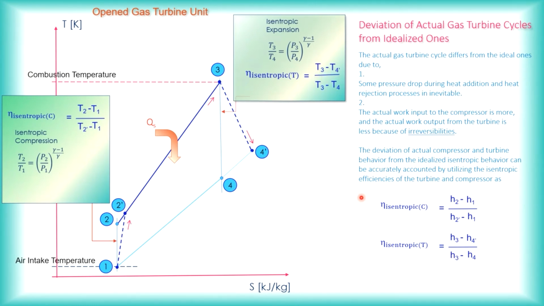If, for example, you are referring to air tables or gas tables, you can directly use enthalpy. Otherwise, you have to use this. Usually I advise students to use temperature, because sometimes we don't have the proper gas tables or air tables. So this will be the simplified open gas turbine unit, the schematic diagram.